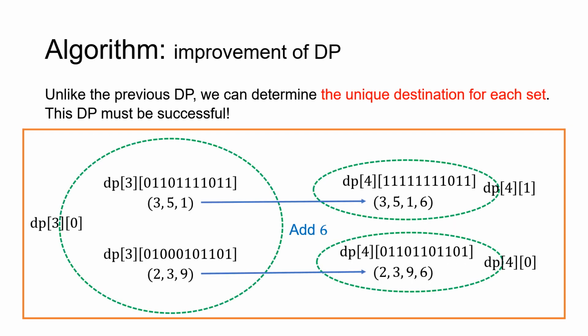In this slide, I'll show you that the new DP solves the problem caused by the previous DP. The problem is that 351 and 239 can't be distinct in the previous DP. But now our DP has distinct sets for 351 and 239 respectively, because the states S for them are completely different. Therefore, we conclude this DP must be well defined.